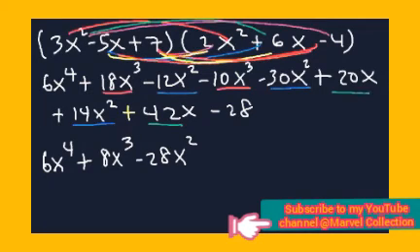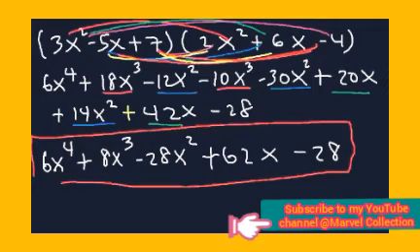Now we have these 2 terms to add. 42 plus 20 is 62. And then the last term. So this is it: 6x to the 4th plus 8x cubed minus 28x squared plus 62x minus 28. So now you know how to multiply a trinomial with another trinomial.